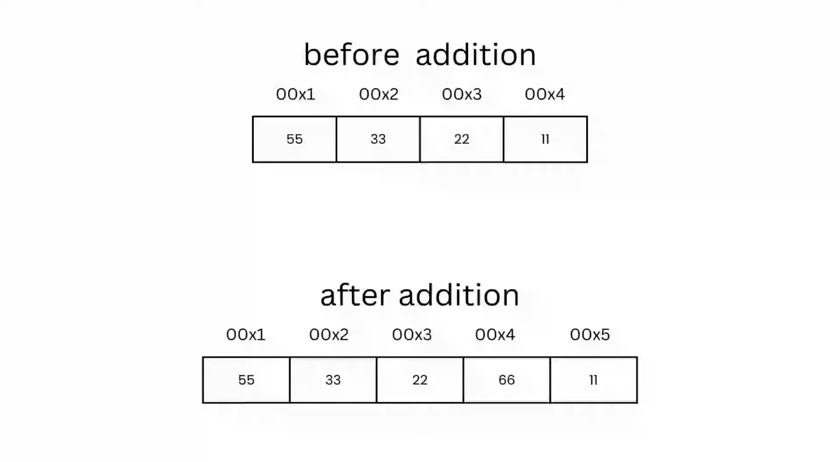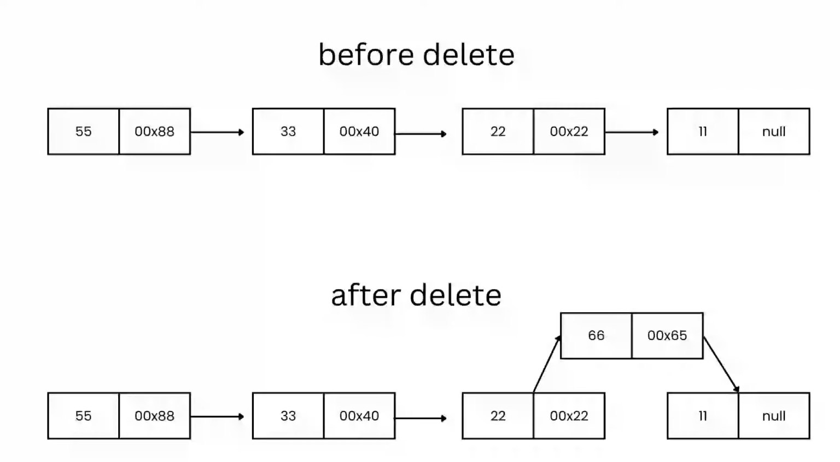Same with the addition of an element. In an array, if you want to add an element in the middle of the array, you will have to shift every single element right next to it by one position. So that operation is also expensive. But in a linked list, if you want to add an element in between, you just have to update the memory address of the previous element and the memory address of the next element, and you are good to go. So since there are some benefits of using a linked list over the array, that is the reason why linked list exists.